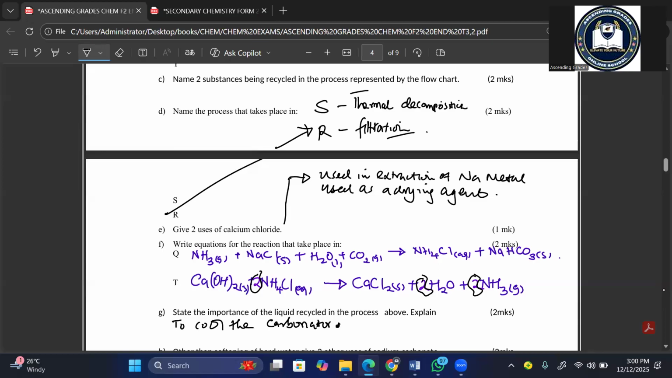Because the reaction that takes place in the carbonator produces a lot of heat, it is exothermic.